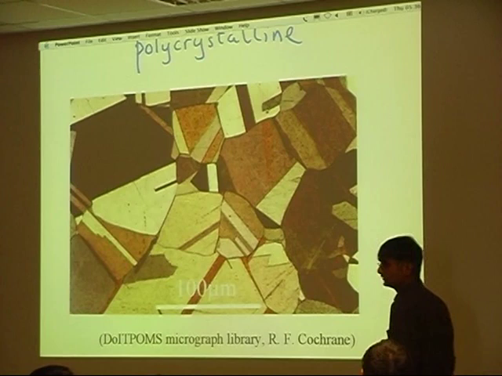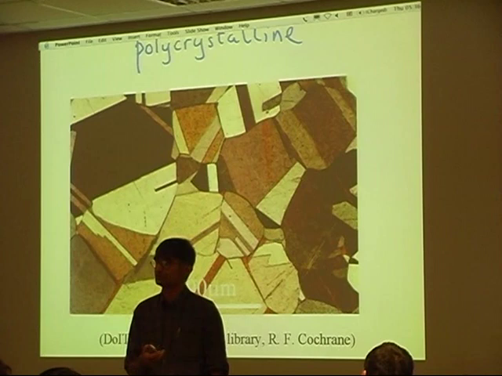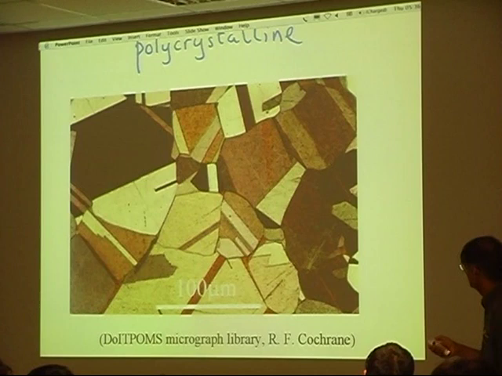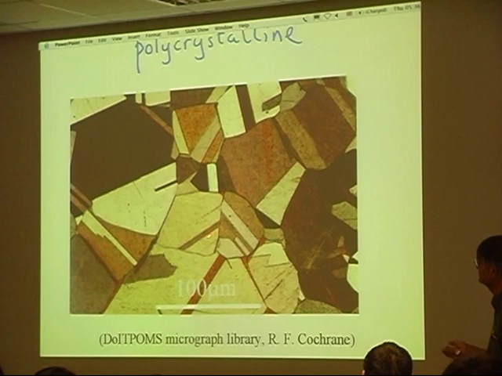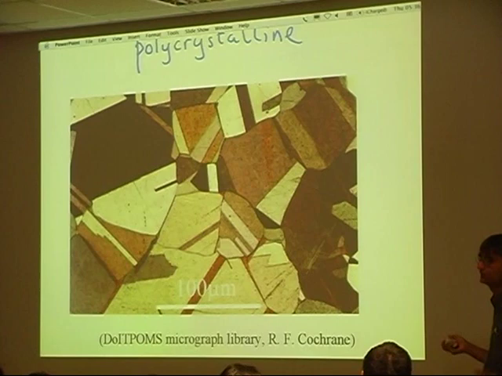Most of the materials that we use are not single crystals. They consist of lots and lots of crystals put together. So this, for example, is copper. And here you see one crystal, inside it is another crystal. This is an annealing twin. But just like this crystal, it is also another grain.